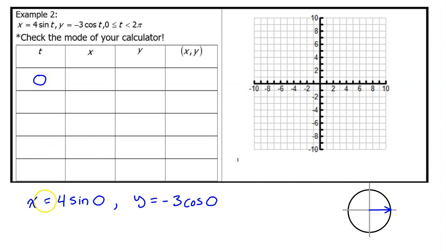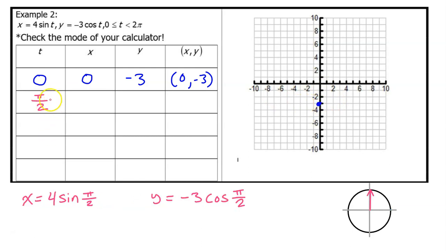So when t equals 0, x is equal to 4 sine 0. Sine of 0 is 0, so x will equal 0. Y equals negative 3 cosine 0. Cosine is the x value, and right here that is 1. So we have negative 3 times 1, or negative 3. So we get the point 0 comma negative 3, which is right here.